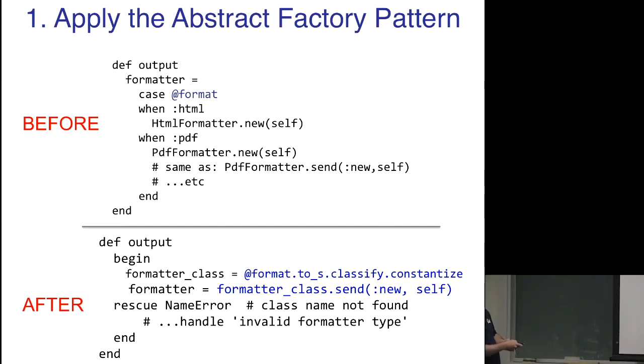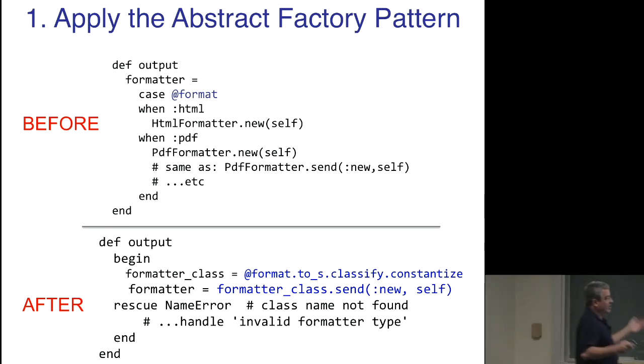And of course, I've got a rescue clause, because if format is set to something like foobar, and there's no such thing as the foobar class, then when we try to do this, somewhere in here an exception is going to be raised because the class doesn't exist, and that lets me capture the exception and report back to the user, I don't know why, but at format is set to something stupid.